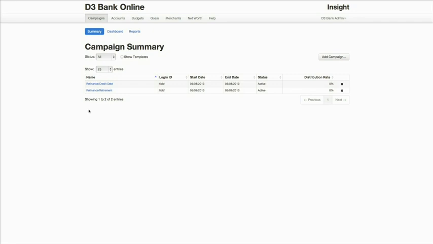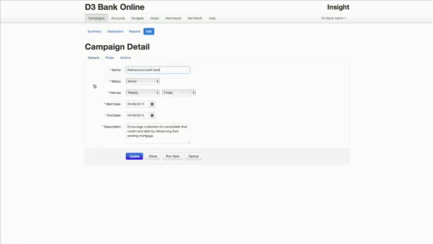We have pre-set up a couple of campaigns oriented towards mortgage refinancing. One is directed towards people who have credit card debt that they carry over every month, and the other one is oriented towards people that don't carry over credit card debt but have a goal for retirement. So let's open up the one for the credit card debt. It shows this campaign, and then we're going to show you the rules.